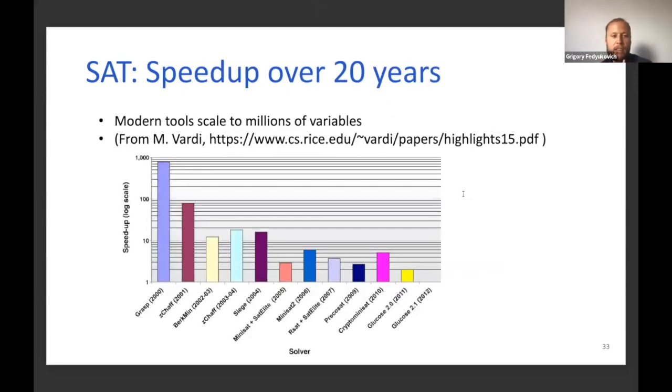This is just an example. This is an experiment made by my colleagues at Rice University in Houston. They tried to evaluate how the performance of solvers evolved over the last 20 years. So they took the first solver from 2000 and they took several other solvers from 2004, 7, 12. This experiment was done already like 10 years ago. They took the same machine, the same problem, and tried to keep exactly the same environment. And they just ran these tools and saw how much better the current solvers behave on exactly the same problem.